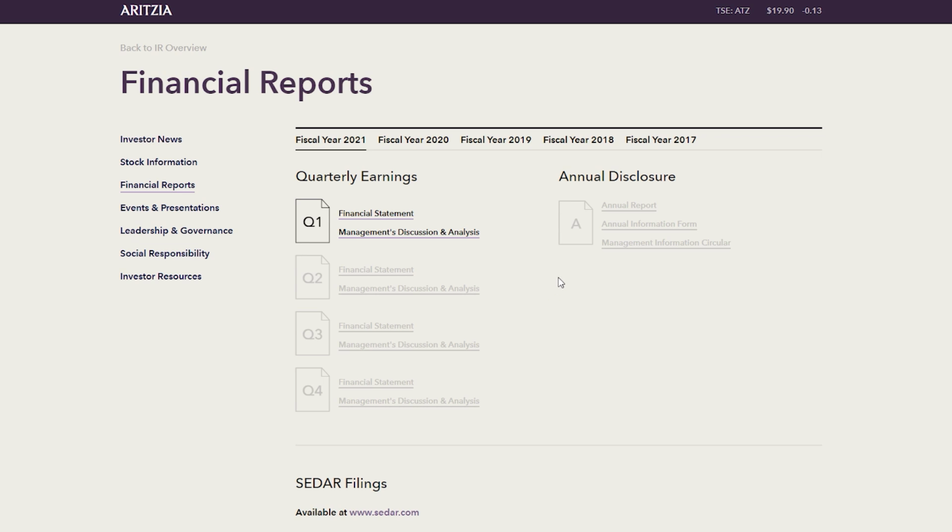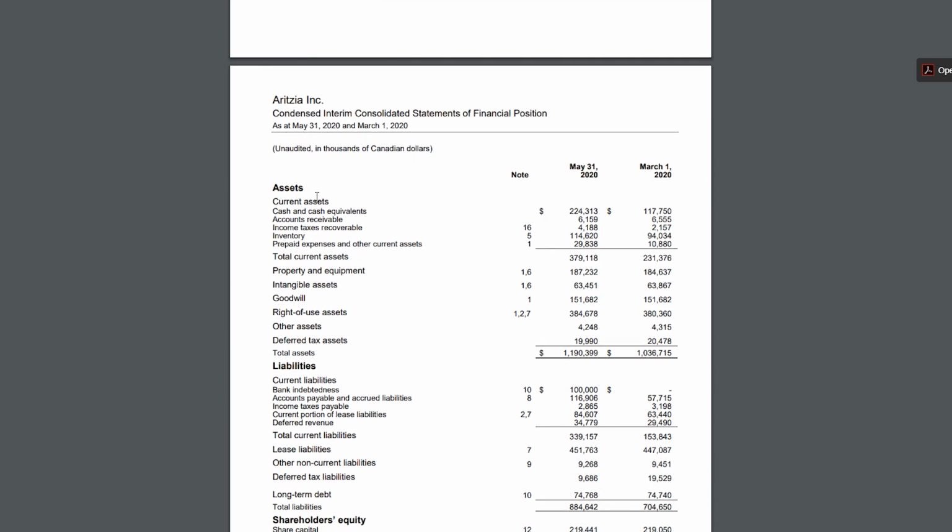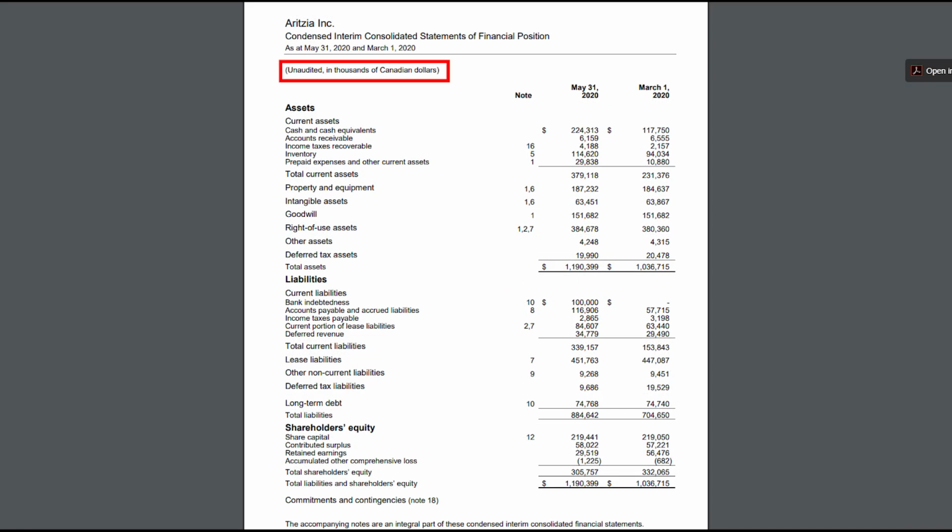But if you want to just look at raw financial statements, you're going to want to go to the financial statement section. So if we click here, Aritzia's is fairly simple. The balance sheet is the first thing that comes up on the second page. These balance sheets are in thousands of Canadian dollars. That's what most of them are going to be. If you have a company that generates a lot of revenue, it might be in millions of Canadian dollars. And at first, these numbers might confuse you.